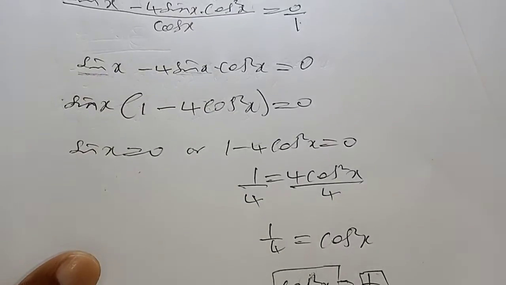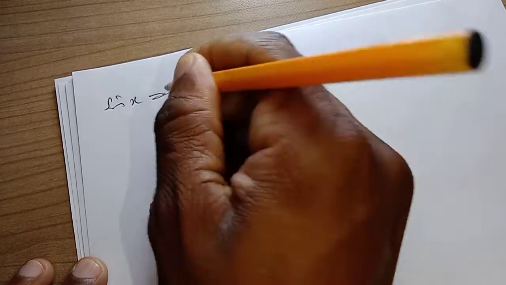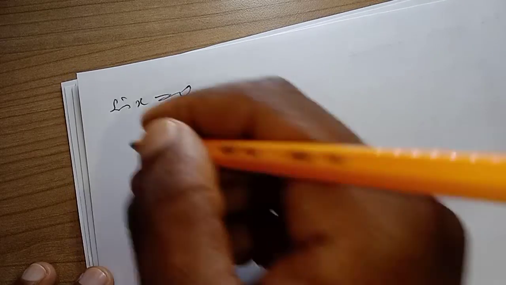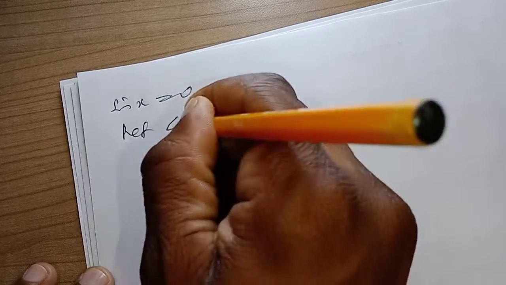Okay, let's start with sine x equals 0. What happens here is that we are going to look for the reference angle. The reference angle is an acute angle in the first quadrant.